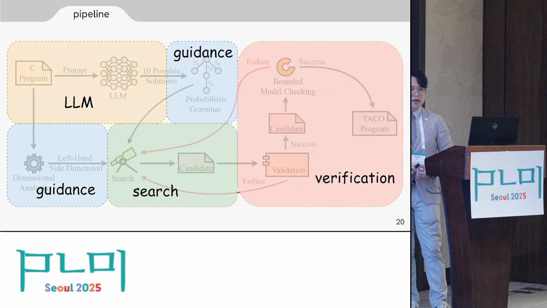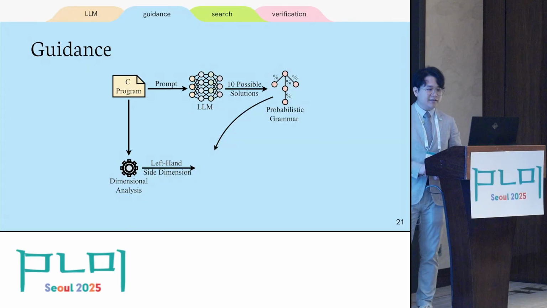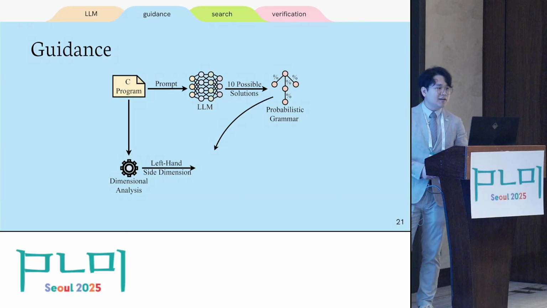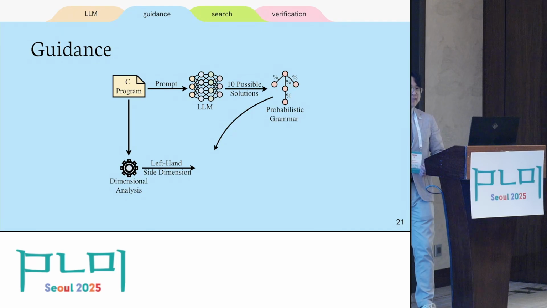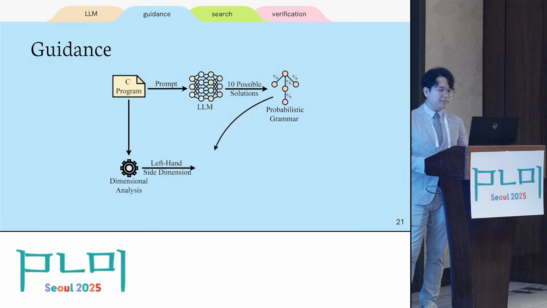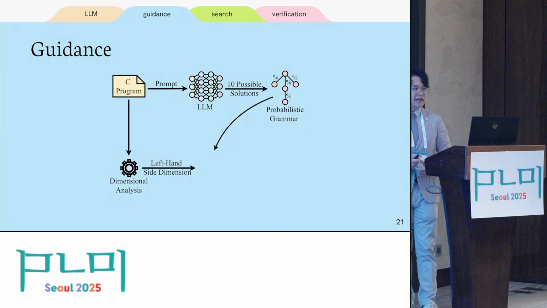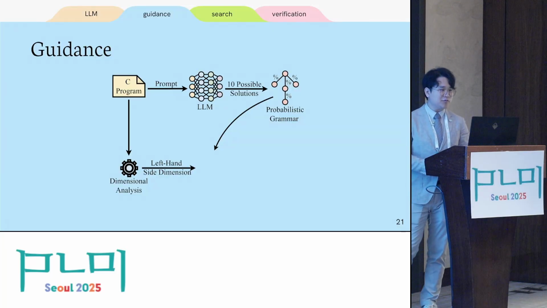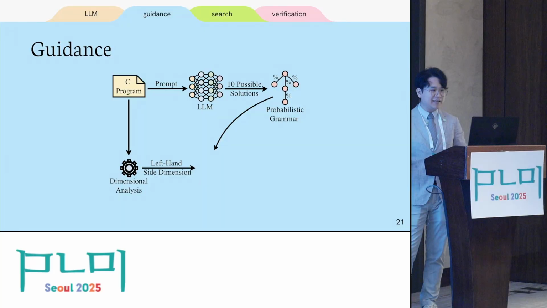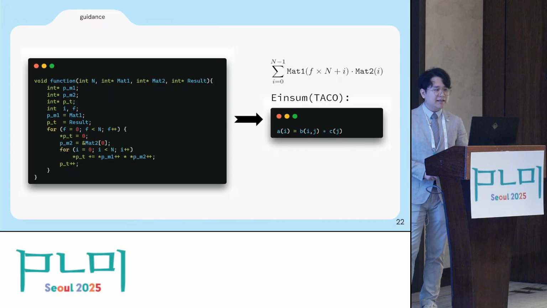Now let's move on to our second part, the guidance. Actually, there are two small parts in the guidance. One is the probabilistic grammar on the top. We need that to generate the right-hand side of our tensor probabilistic grammar. And another on the bottom is the dimensional analysis. We need it to generate the left-hand side dimension. Why do we need two parts? Because the LLM doesn't know the left-hand side. We tried it. It just doesn't work. So we need two parts, one for the right-hand side and another for the left-hand side. Let's go back to our example.